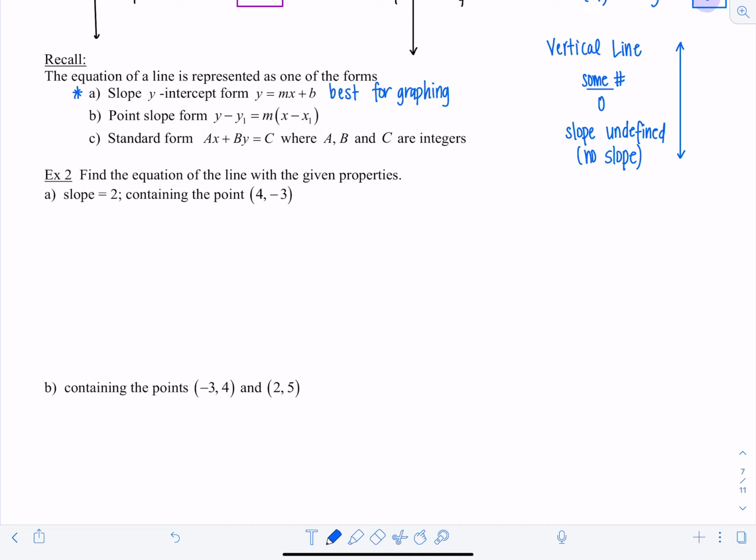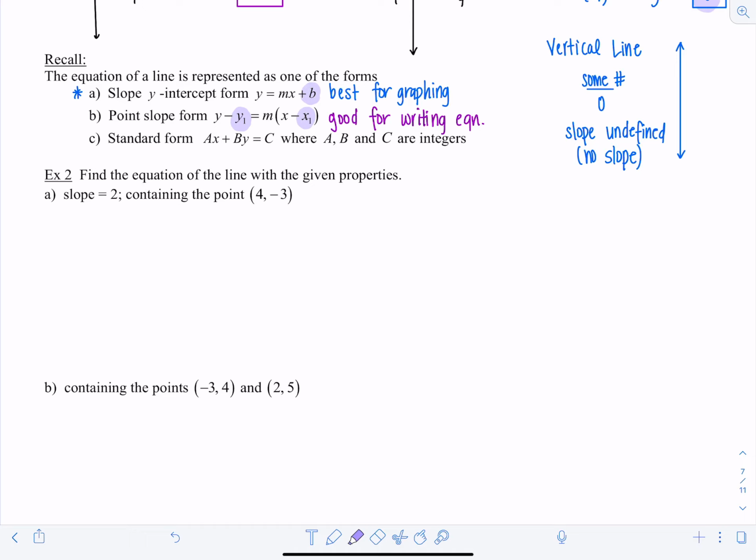Then there's point-slope form, y minus y1 equals m times x minus x1. This one is excellent to use anytime you're asked to find the equation of a line. So this is good for writing equations of lines. Notice the difference is that you can use any point x1, y1 that's on the line, whereas in slope-intercept form, b is specifically the y-intercept. So point-slope form is super versatile.